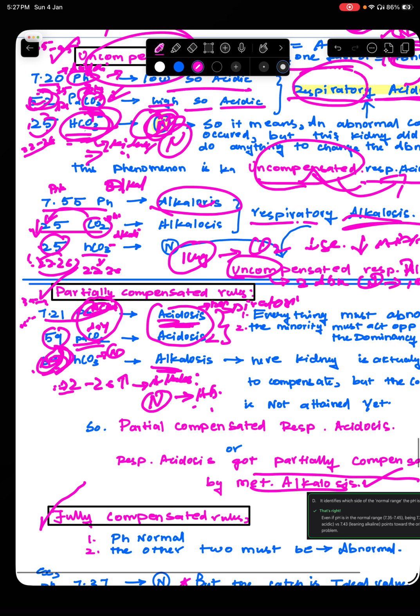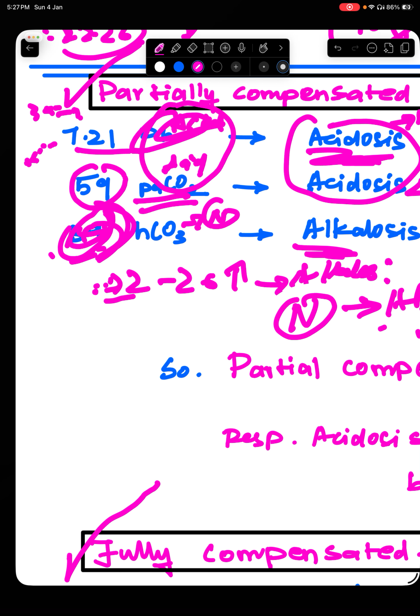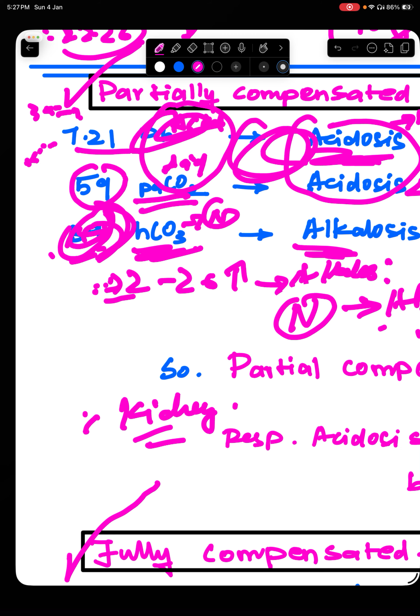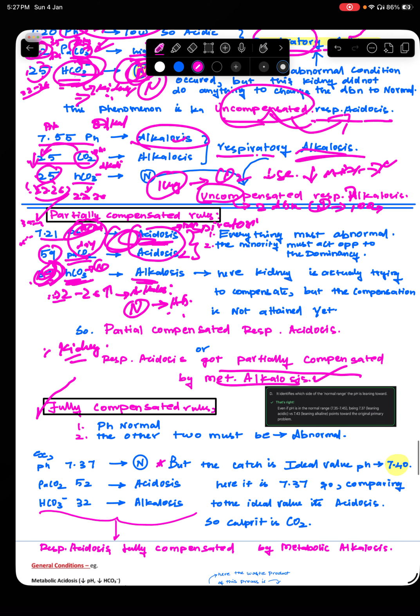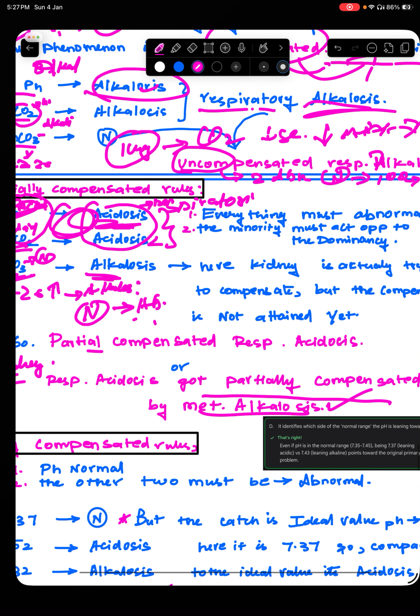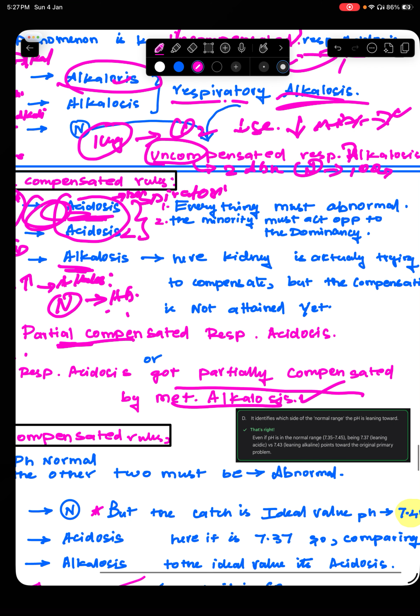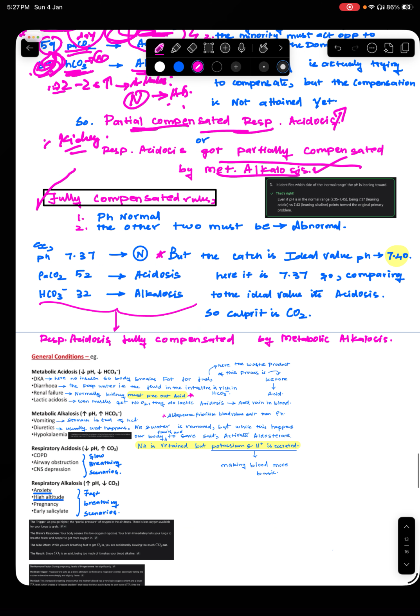Why metabolic? Which organ should remind you about metabolic? The kidney must remind you about metabolic. So here the kidney is only trying to compensate the problem which was created by the lungs. The problem here is acidosis. So this is called partial compensation, which means it is trying to compensate. If it were fully compensated, the pH value would be normal.